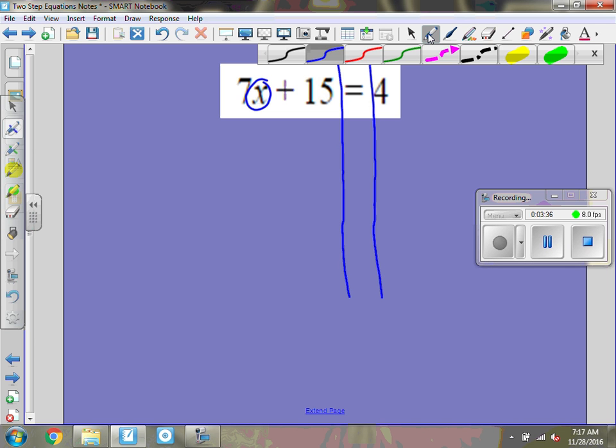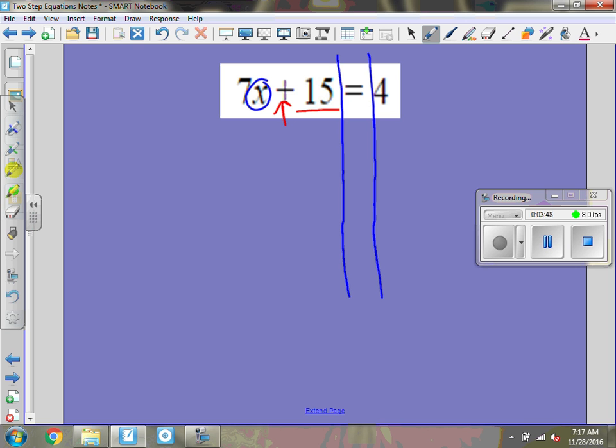Remember, my first thing that I'm trying to get rid of is that 15. That's my regular old friend. So to get rid of that 15, I'm going to look at that operation that's getting done. We are adding, so I'm going to do the opposite, the inverse operation, and subtract 15. Now the reason that I drew my railroads is because I'm keeping the two different sides of my equation separate. So I'm going to also do the exact same thing on the other side of the equation, got to keep it balanced. I'm going to subtract 15 from both sides.